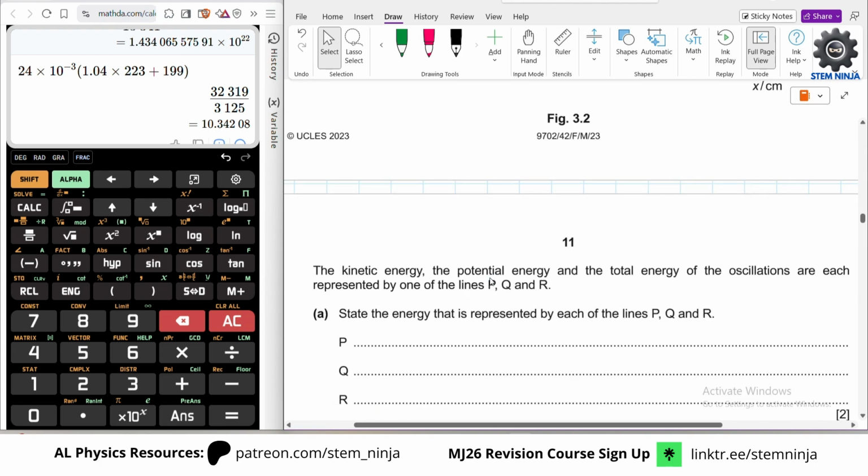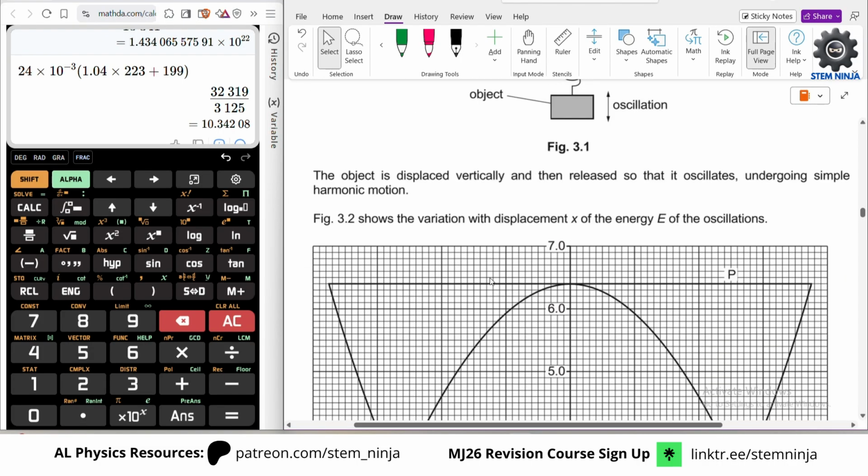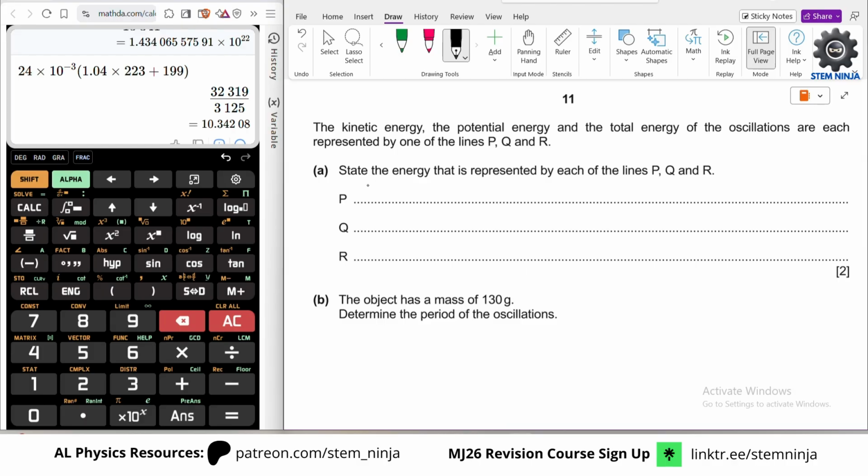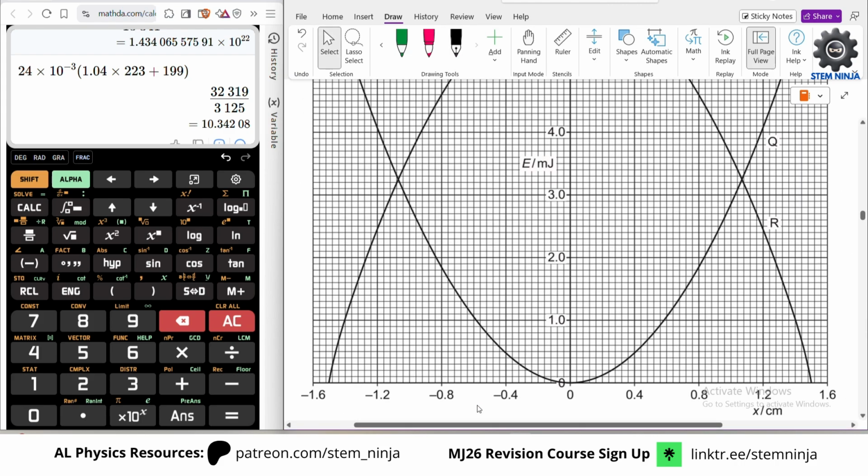The kinetic energy, the potential energy and the total energy of the oscillations are each represented by one of the lines P, Q, R. State the energy that is represented by each of the lines P, Q and R. The first one is easy. P is the total energy of oscillations. Now Q and R.